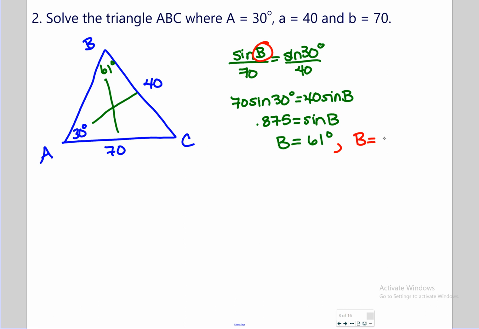180 minus 61. Yep, 180. So you're finding the supplement of it. It's called the supplements theorem if you look back in your notes. And if I do 180 minus 61, I'm going to get 119.